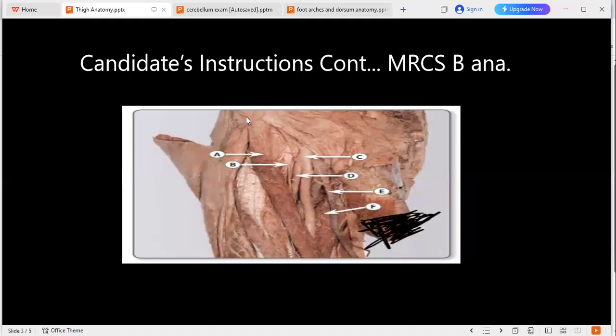Okay, please tell me if you can identify this structure here. This is the inguinal ligament. Yes, please tell me the attachment of the inguinal ligament. It originates from the anterior superior iliac spine and inserts on the pubic tubercle. Right. Okay, we are moving on.